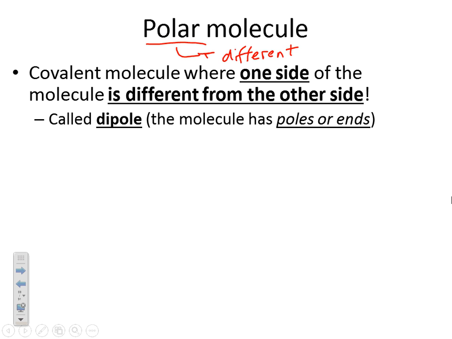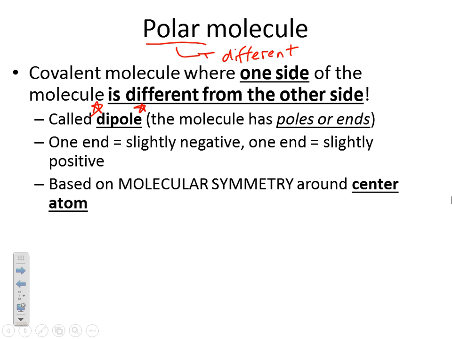A polar molecule is a covalent molecule where one side of the molecule is different from the other side. So instead of the difference now being a difference in electronegativity, which it is with the bond, now it's looking at the entire molecule as a whole. Is one side different from the other? We call a polar molecule a dipole, meaning two poles. It has two ends. One side is different from another side, so two different sides.